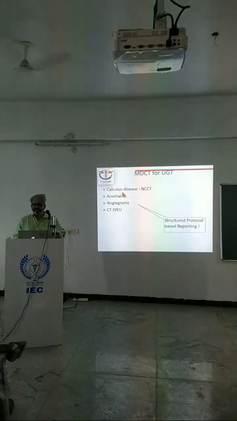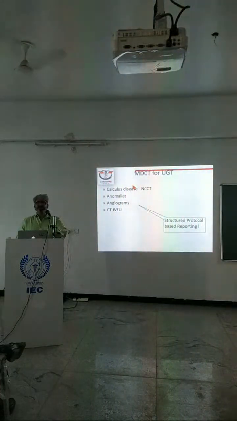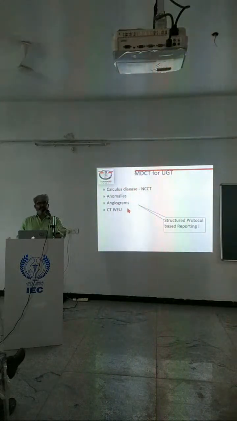The commonest indication is calculus disease. We can demonstrate the size, number, and shape of the calculus along with its actual density, and we get to know what kind of density it is, and what is the closest anatomical landmark to the calculus. Along with that, if there is an anomaly involving the upper system or the ureter, it can also be demonstrated in a non-contrast study.